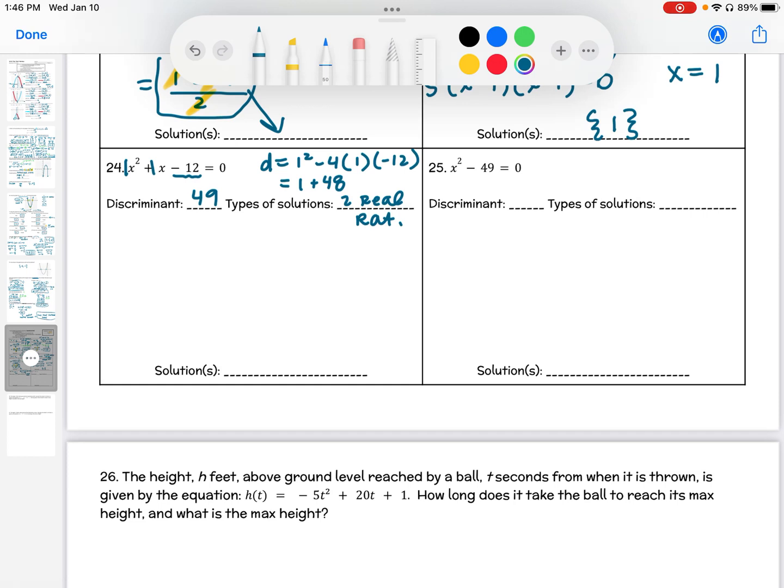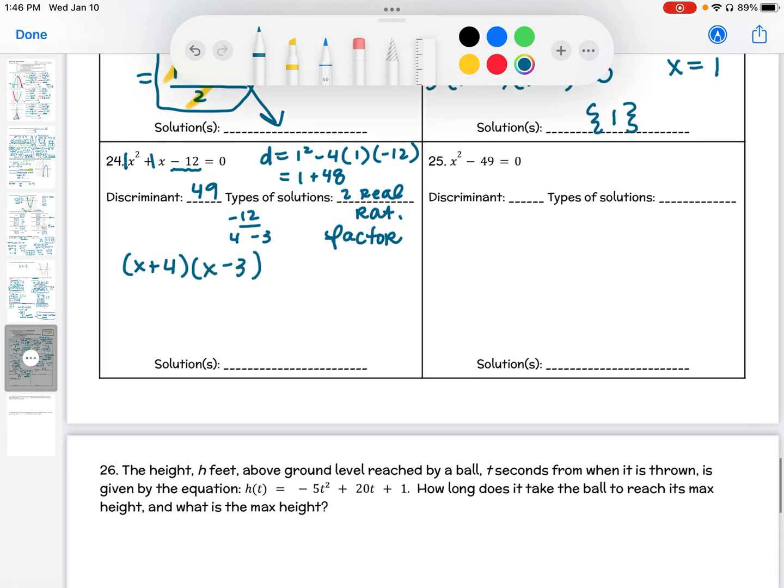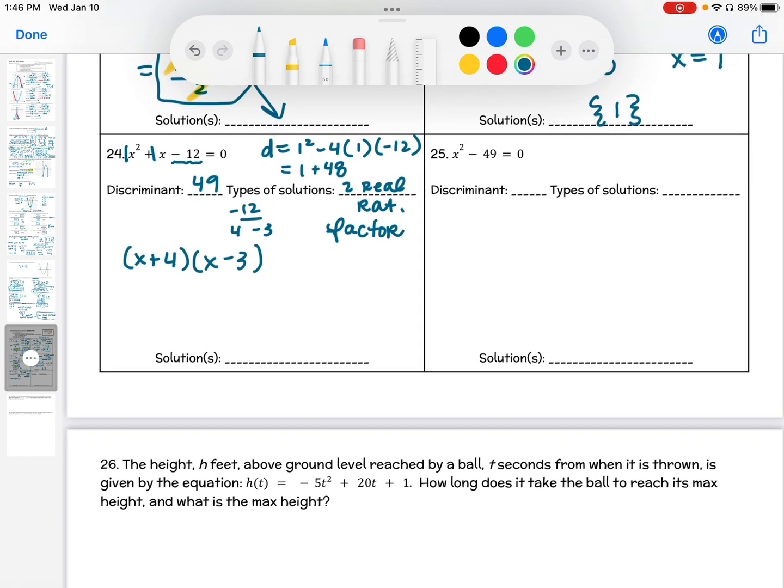And the best method is going to be to factor. So we're going to go ahead and factor, figure out what multiplies to negative 12 and adds to 1. That would be 4 and negative 3. So we'd have x plus 4, x minus 3. And then set those both equal to 0. We'd have x equals negative 4, x equals 3.